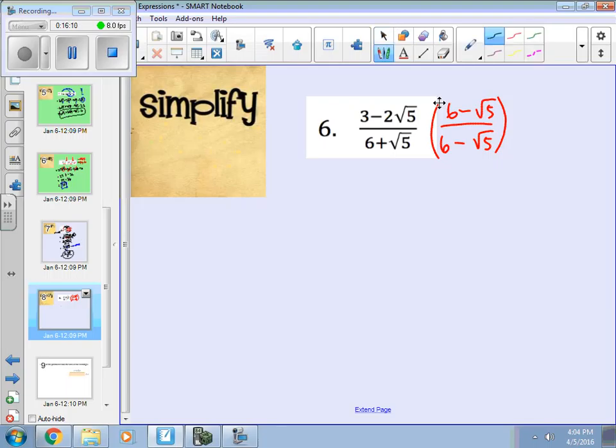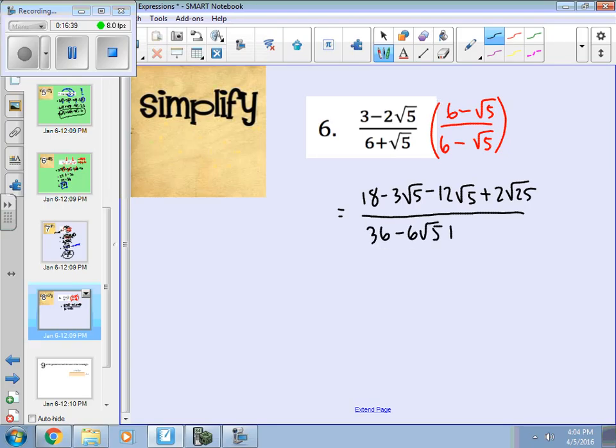On top, we're going to get 3 times 6 is 18. 3 times that's going to be minus 3 square roots of 5. The inside ones now, minus 12 square roots of 5. And the last ones, negative times the negative is going to be positive 2 square roots of 5 times 5 is 25. On the bottom, we should see a bunch of stuff cancel out here. 6 times 6, 36. Minus 6 square roots of 5 plus 6 square roots of 5. And then the last ones would be minus square root of 25.